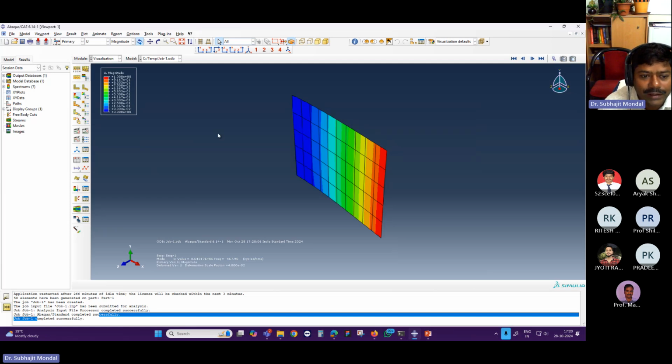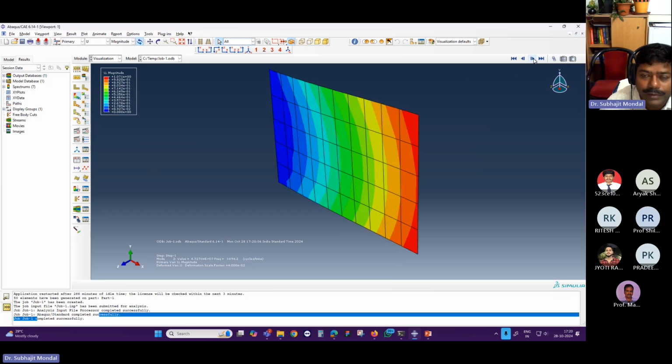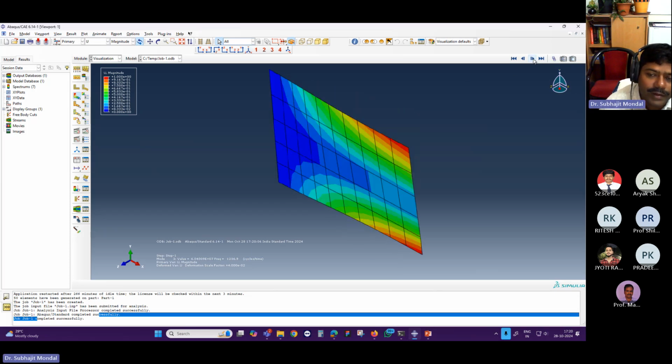Here you can see our mode shapes. This is basically the first frequency, and the first mode shape is a bending type of mode shape. Here you can see it in this way. I'll go for this one. Here you can see both edges are twisting.